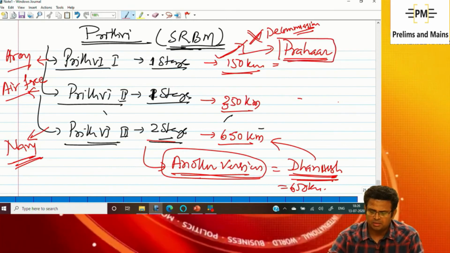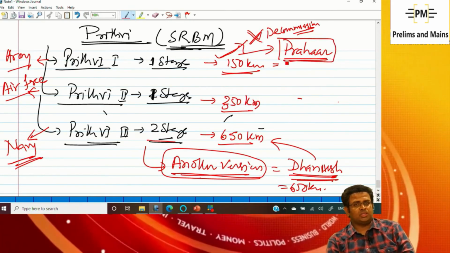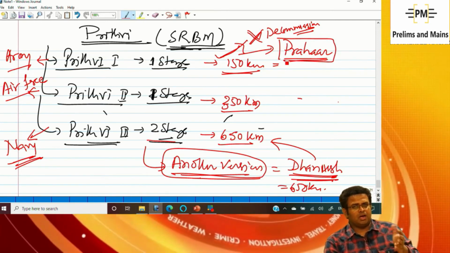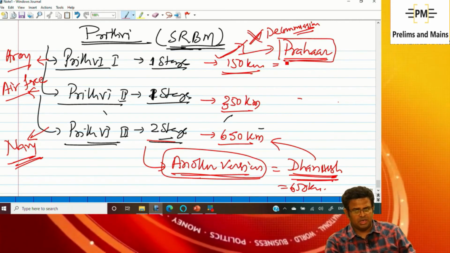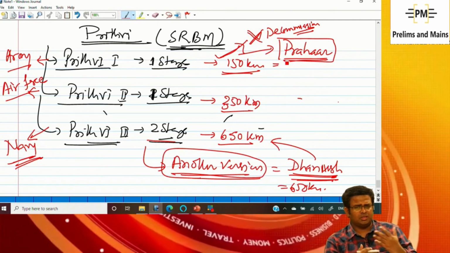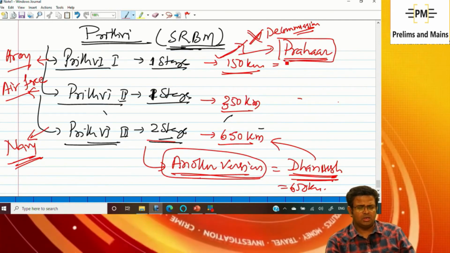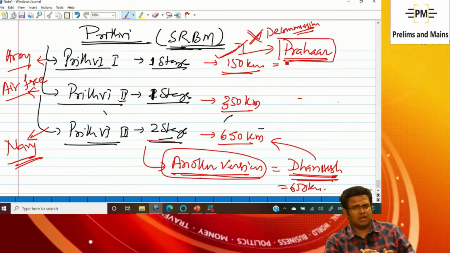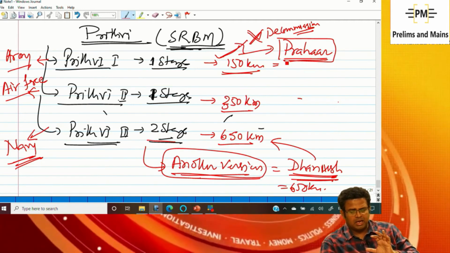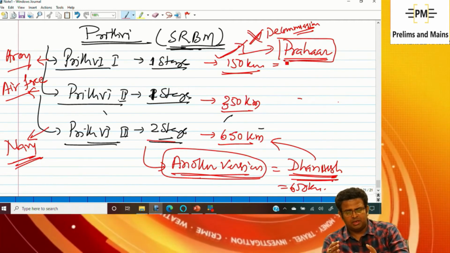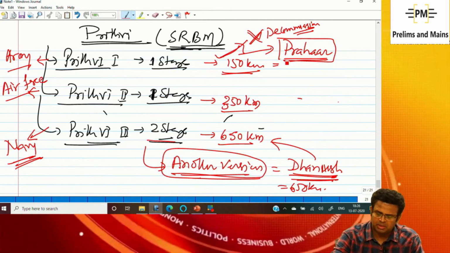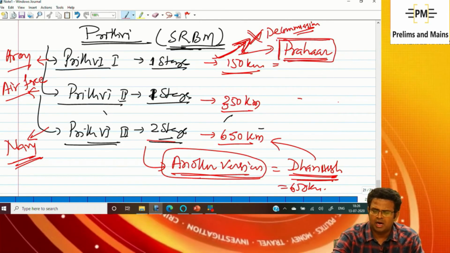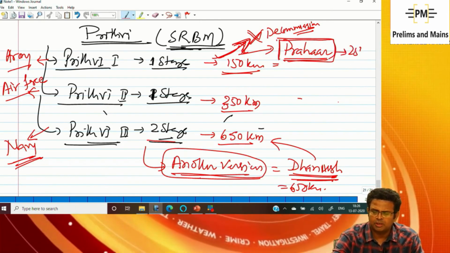Prithvi 1 is 1 stage, Prithvi 2 is 1 stage, and Prithvi 3 is 2 stage, with ranges of 150, 350, and 650 kilometers, when the payload is around 1 ton. The first one is the Army version, the second is for the Air Force, and the third is the Navy version, Prithvi 3. Another naval version is known as Dhanush. Prithvi 1 has been decommissioned and the newly formed Prahar has a range of 250 kilometers.